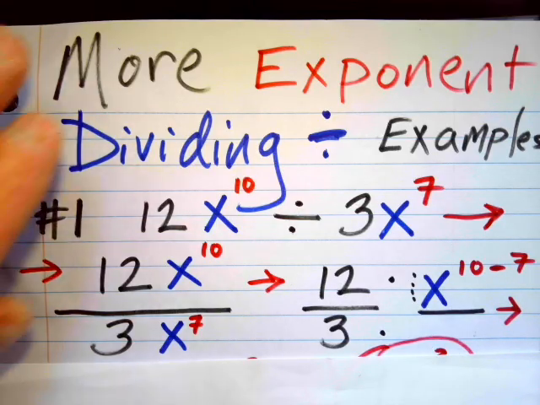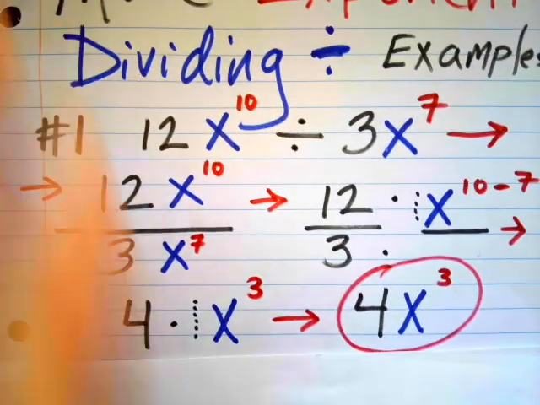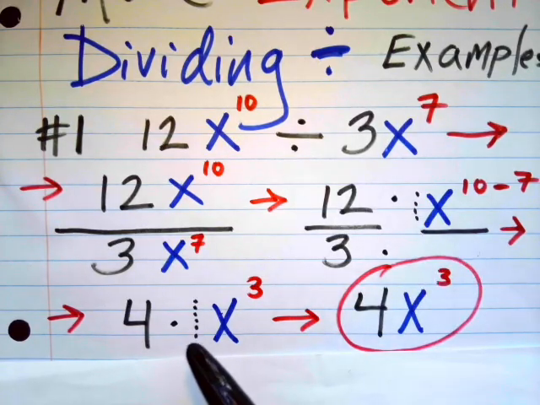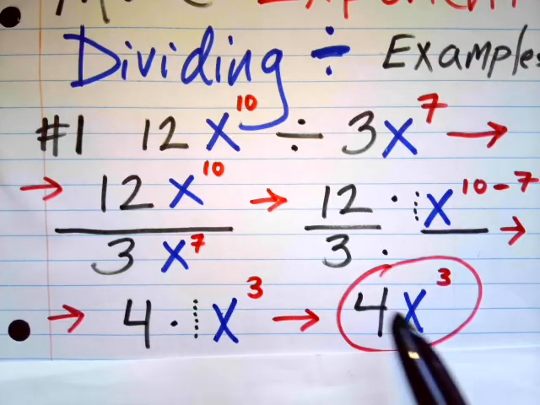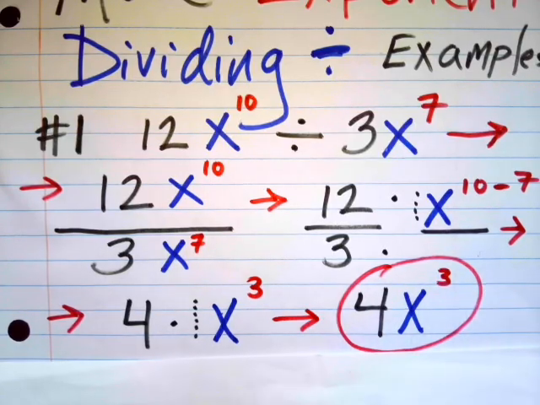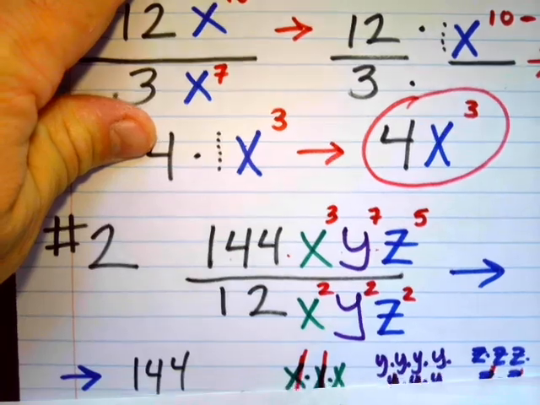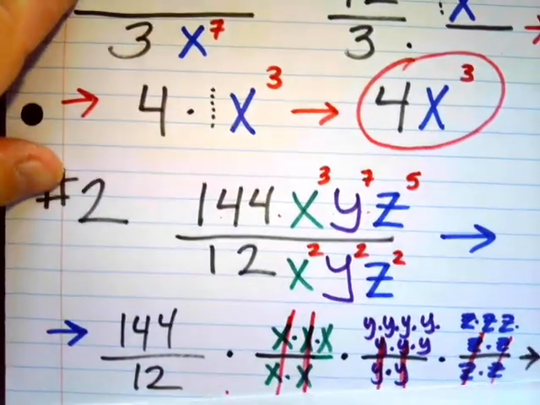12 divided by 3 is 4. We have that invisible 1 in front of the x, so I show that here. 4 times that 1 is 4. 10 minus 7 is x to the third power. And again, these terms are attached through multiplications. 4x to the third power is our simplified answer for dividing with this example. Now I've got example number 2 here.